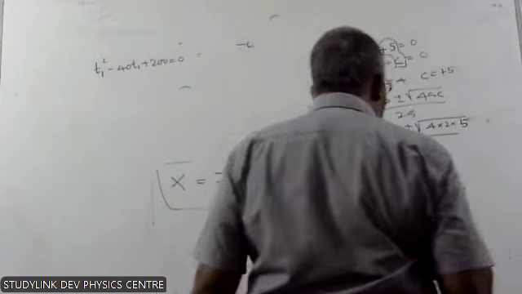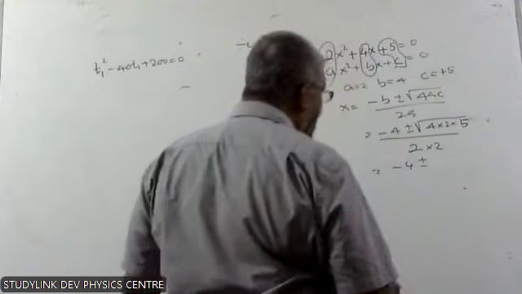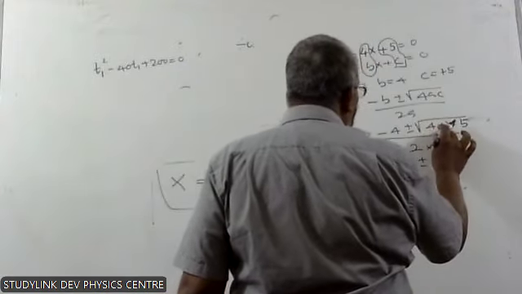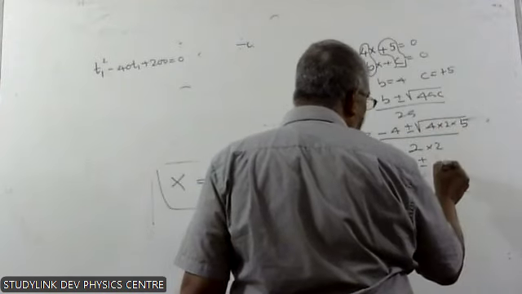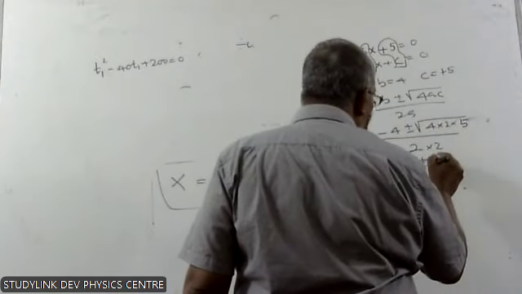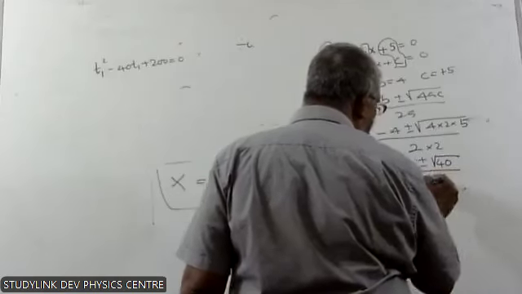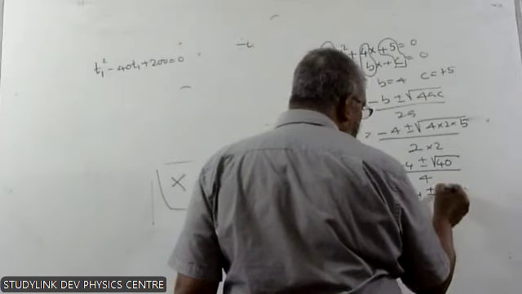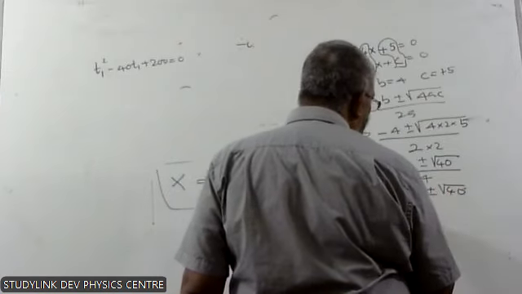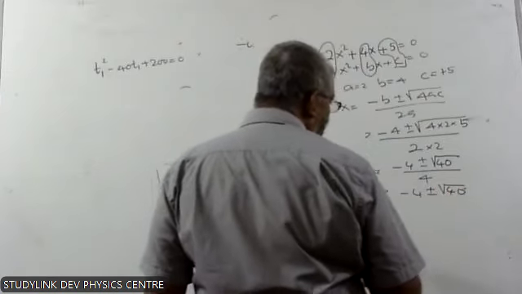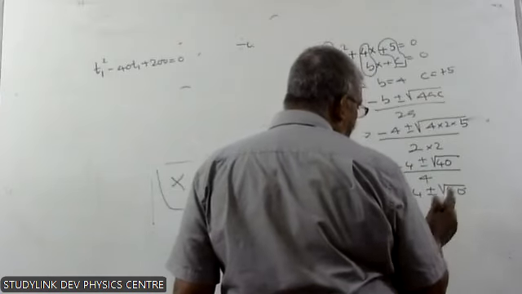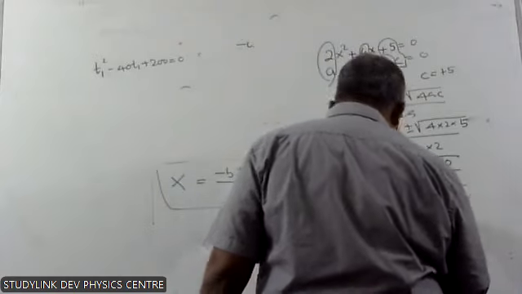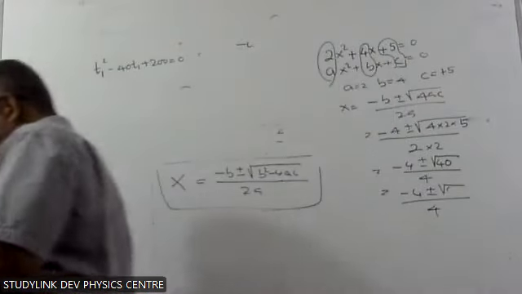There is another thing I will explain. 4 plus, then 4 into 2 is 8, 8 into 5 is 40, square root divided by 4. Then this is minus 4 plus or minus the square root of 40, divided by 4. The value of 40 you have to substitute now. Then I'll find it and let you know.